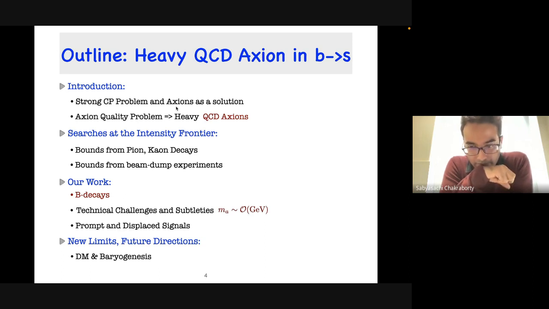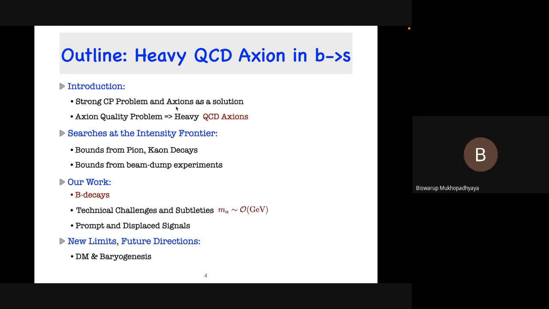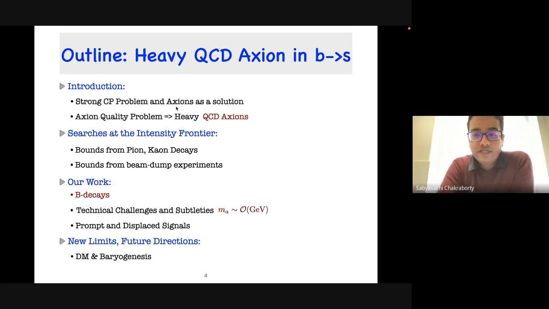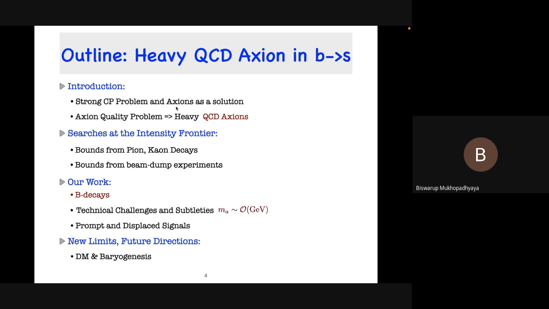Is that okay? I understand. So maybe when you discuss your results, you can come back and explain to us how much of this is valid if you go beyond the QCD axion scenario. Yes. So we'll wait for you for that. Oh, thanks. Okay.